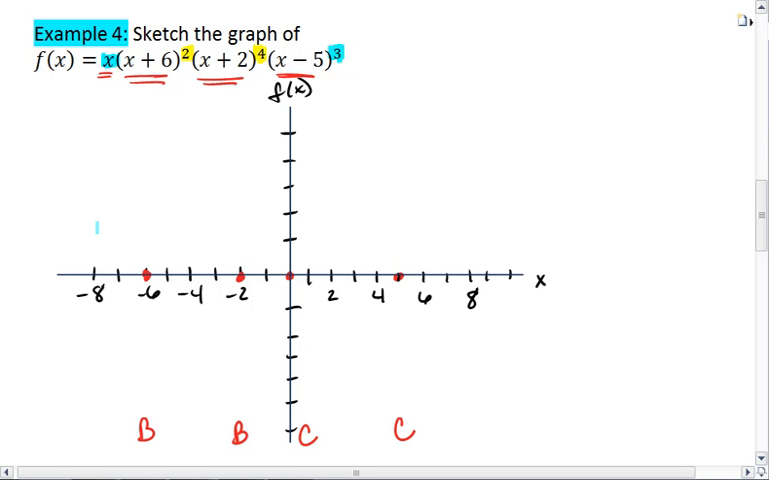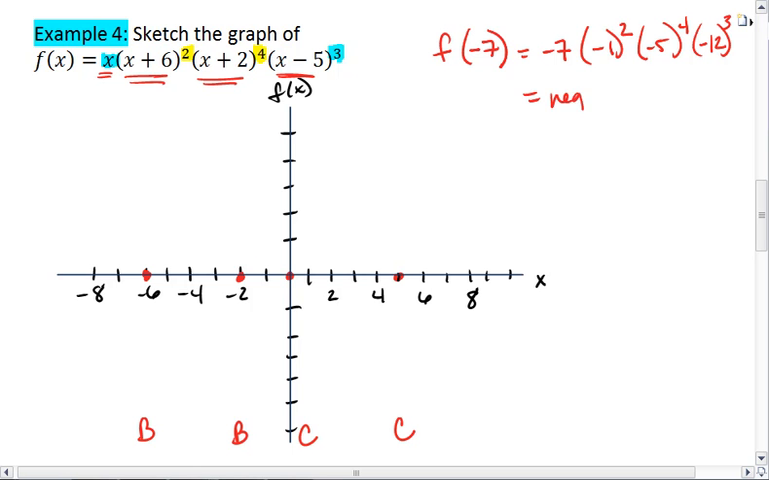Okay, to double check where we should start, whether we should start our graph up here or down here, we can plug in a value for x that's to the left of our furthest left root. So let's go ahead and solve for f of -7. We get -7 times -1 squared times -5 to the 4th times -12 to the 3rd. Well, the important thing is our sign.